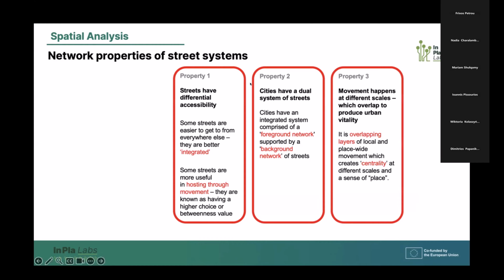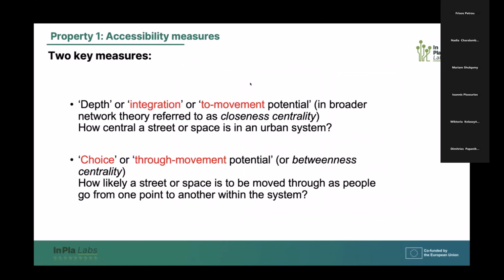And the third property you need to understand is that movement happens at different scales, which overlap to produce urban vitality. So moving back to the two key measures we were speaking about, the first one is the depth or integration, or movement potential. And this basically you can use to answer research questions such as how central a street or a space is in an urban system.